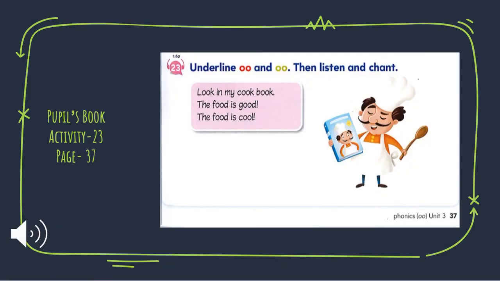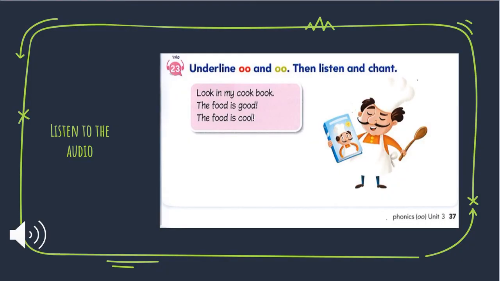Students, now the activity is activity 23 from Pupils Book, page 37. You have to underline oo and oo and then listen and chant. Pupils Book, page 37. Activity 23. Underline oo and then listen and chant.